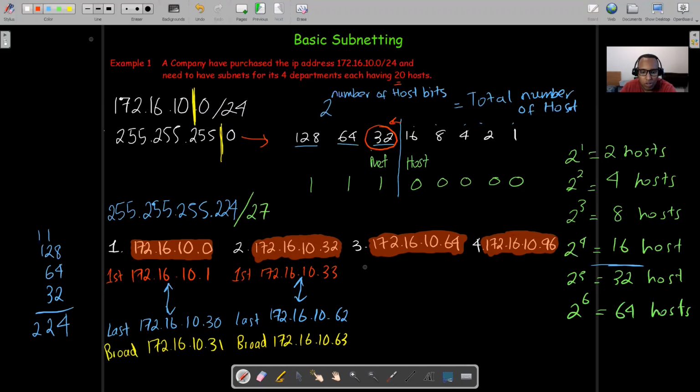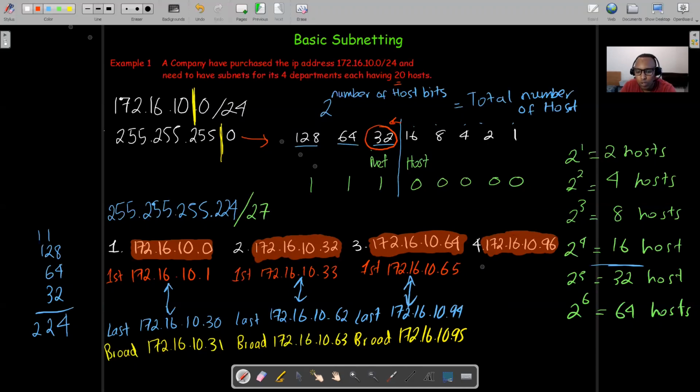So the next one as well, first IP address will be 172.16.10.65. Our broadcast address will be 1 minus the IP address of our next subnet. That will be broad 172.16.10.95. Last IP address of this subnet will be 172.16.10.94. Everything between here will be our host IP addresses.